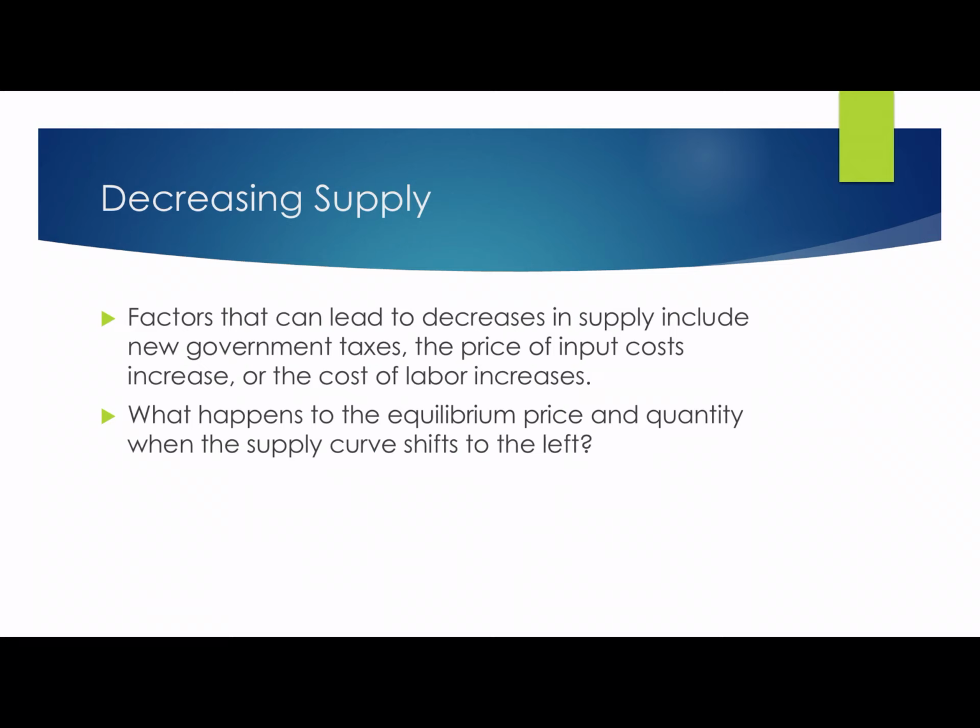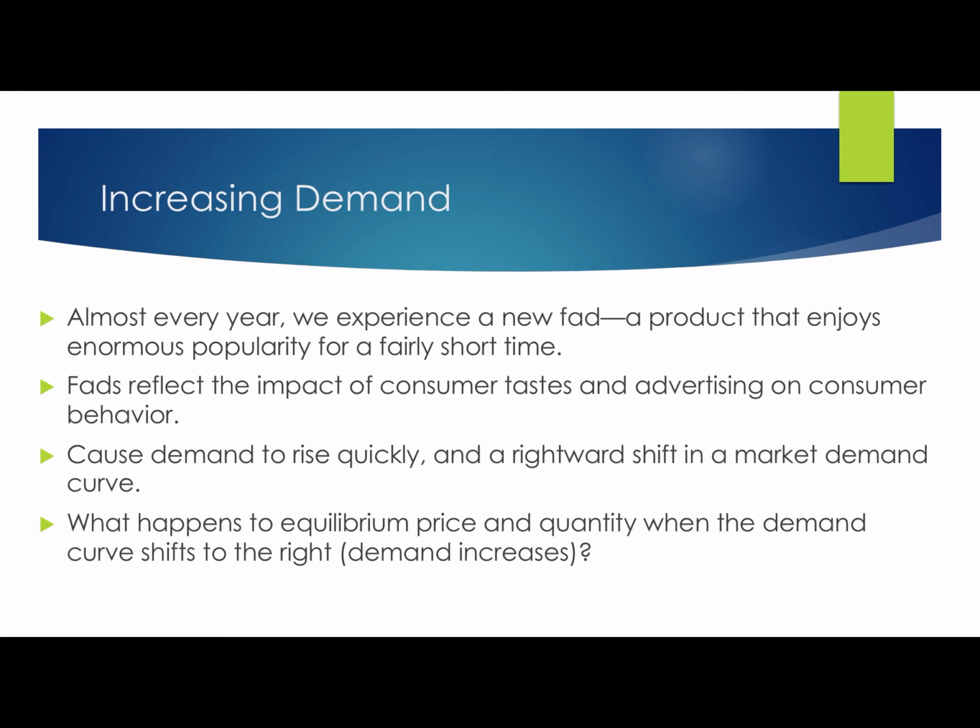So what happens to the equilibrium price and quantity when the supply curve shifts to the left? Well, the price will increase while the quantity demanded will decrease. So the price increases, quantity demanded decreases. I didn't put a graph on for that, but it would be very similar: we'd have a new supply curve, but this time it would be to the left. All right, moving on to demand.